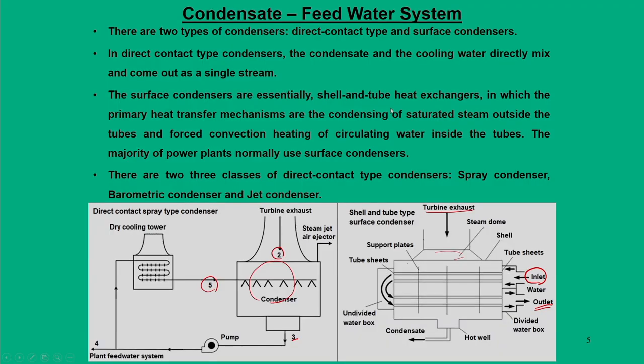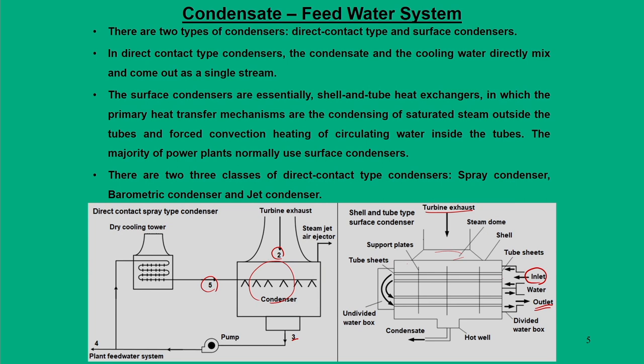So, the surface condensers are essentially the shell and tube type of heat exchanger, in which the primary heat transfer mechanisms are condensing the saturated steam outside the tubes and the forced convection heating of the circulating water inside the tubes. So, the majority of power plants use the surface condenser because the effectiveness of heat transfer becomes higher. Now, let us try to understand both the steam condensers separately.